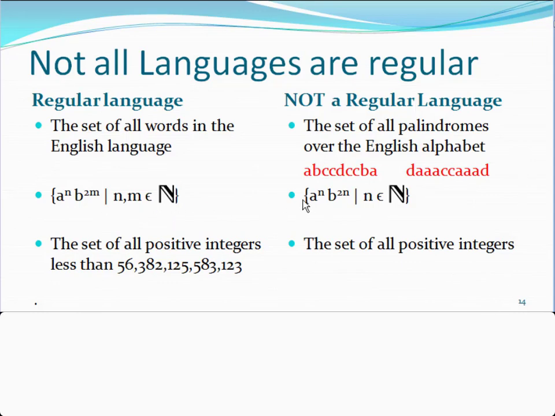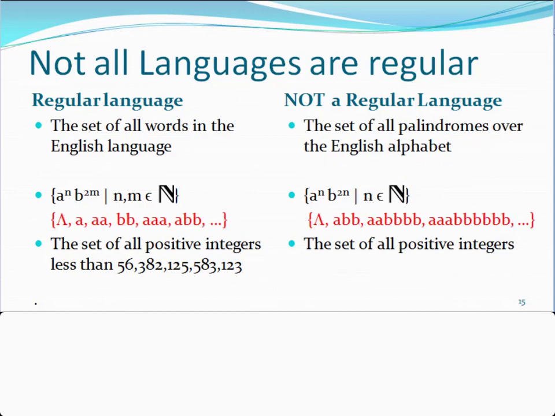Let's talk about these two examples and how they differ. This is the one we showed last time, a to the n, b to the 2m. So n and m are natural numbers, and you have as many a's as you want, and then as many pairs of b's as you want. This one, the only difference here is instead of saying 2m, it says 2n. And so now we only have one variable in there, this n, natural number. These have to match up.